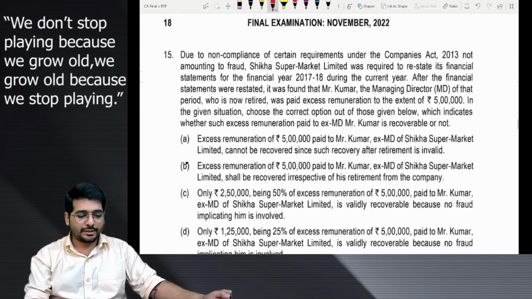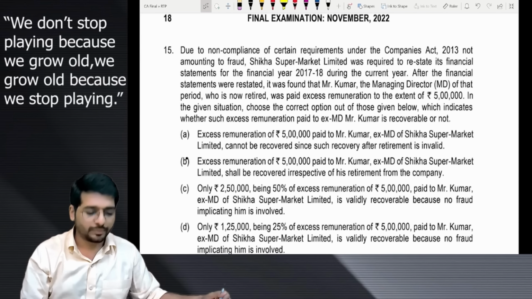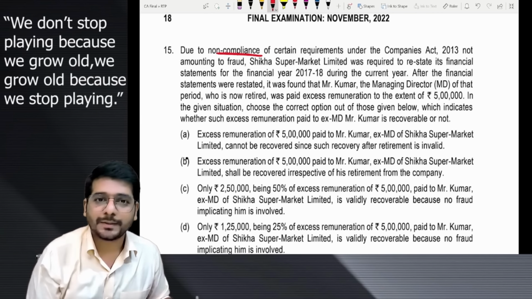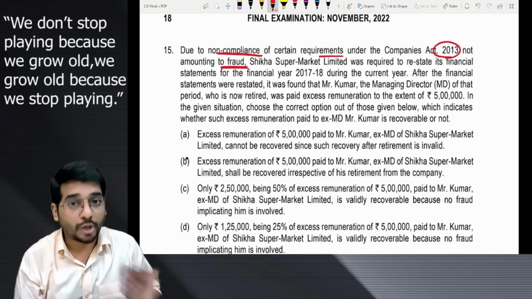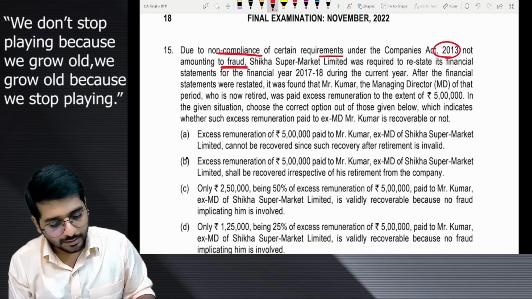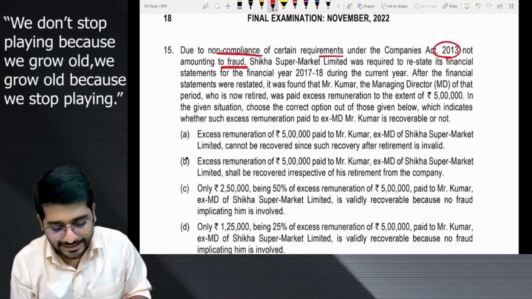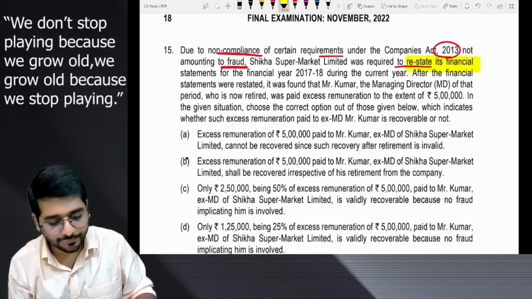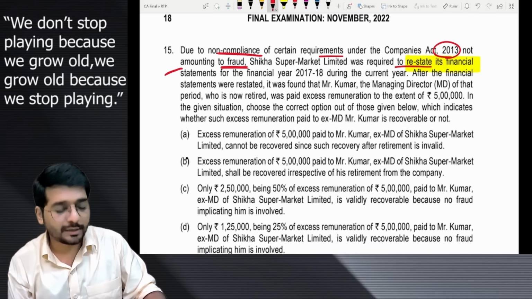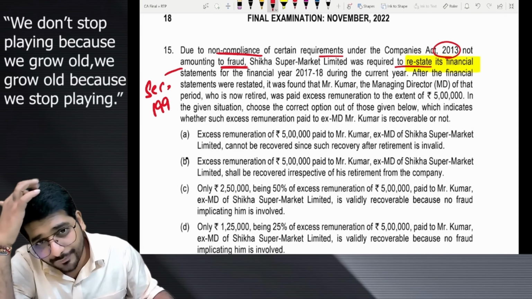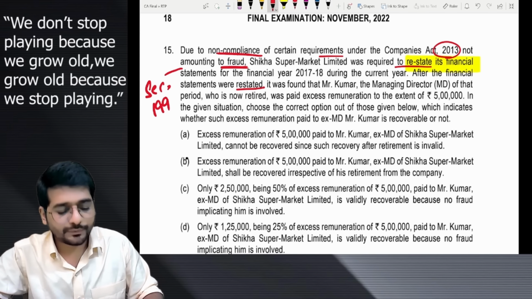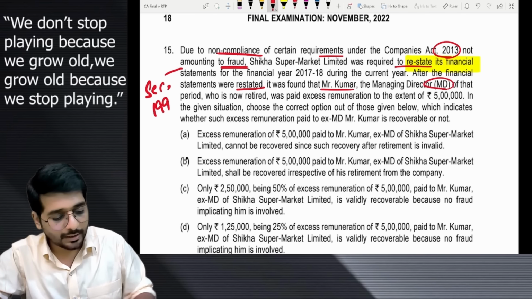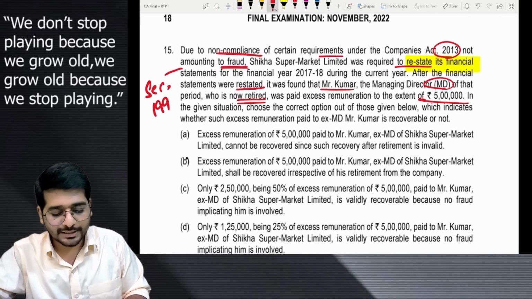Let's go to the last of the lot, that is 15, before we go to the descriptive answers. Due to non-compliance, certain requirements of Companies Act 2013 not amounting to fraud, Shikha Supermarket Limited was required to restate the financial statements. Restatement of financial statements is given under section 199 of the Companies Act. Small one paragraph is there for restatement. Okay. They are saying after the financial statements were restated, it was found that Mr. Kumar, MD of that company who is now retired, was paid excess remuneration 5 lakhs.